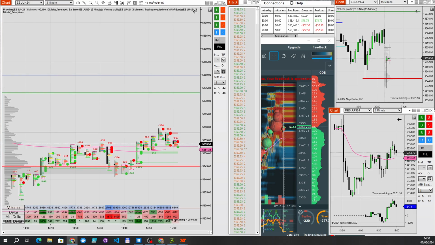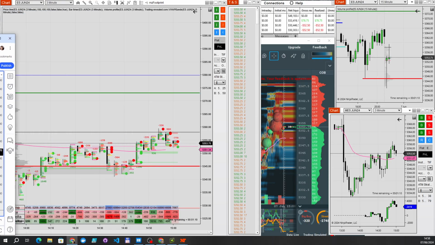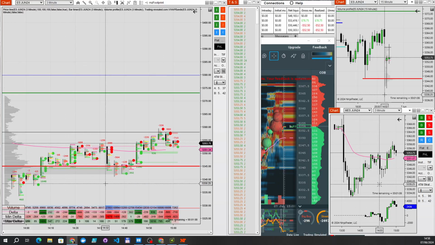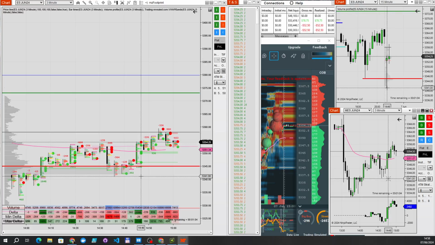Nvidia dropped, but it's picking itself up now. That's Nvidia. So I think we've got 2 minutes. One minute remaining for US data. I'll leave with the wholesale inventories month over month revised.